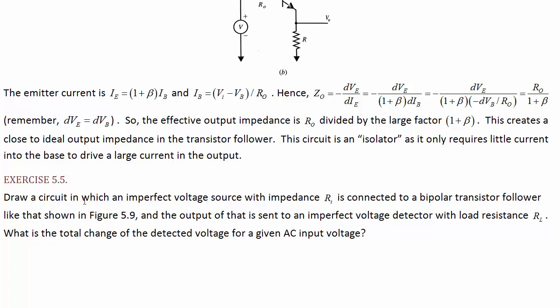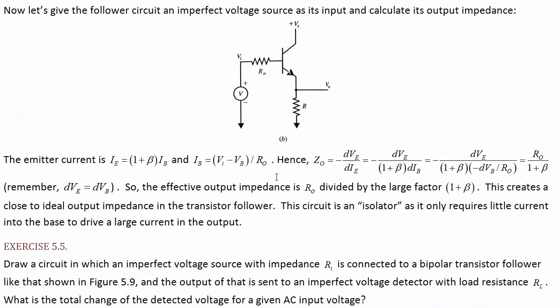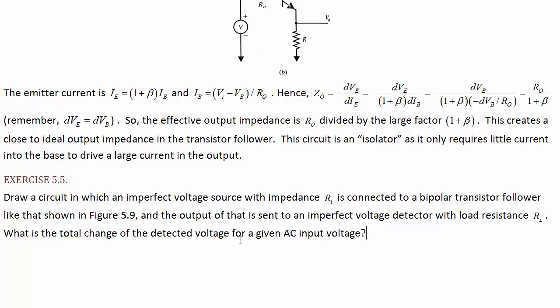Exercise 5.5. Draw a circuit with an imperfect voltage source and impedance Ri connected to a bipolar transistor follower like that shown in 5.9, and the output of that is sent to an imperfect voltage detector with load resistance RL. What's the total change in the detected voltage for a given AC input voltage? So two things. Draw this, which is basically the combination of the previous two circuits we looked at, and then suppose that the input changes by some additional AC voltage, and what's the change in the output?